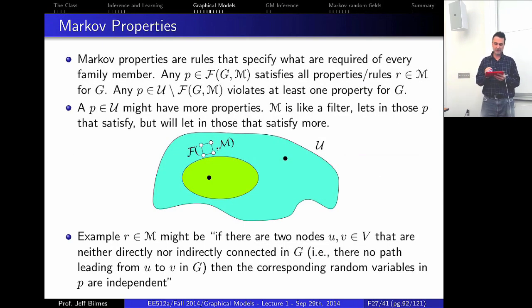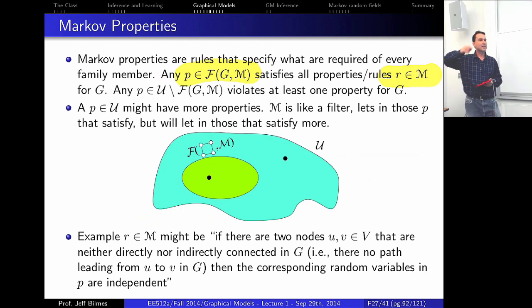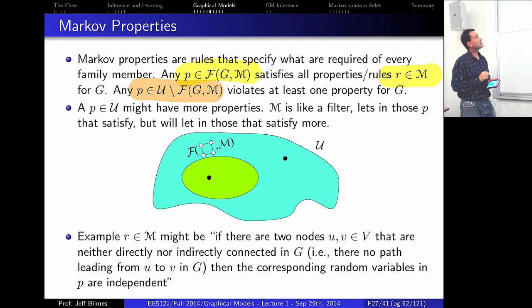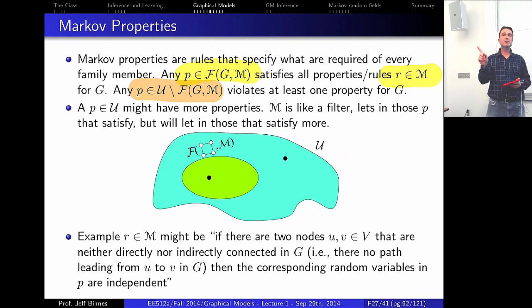So here's saying the same thing. Any P which is a member of this family satisfies all the rules. If you take anybody outside of there, so U minus the family, where this backslash notation is set subtraction, if you take any P that's not a member of the family, there has to be at least one property which is violated, one or more. So it means that you're not a member of the family.